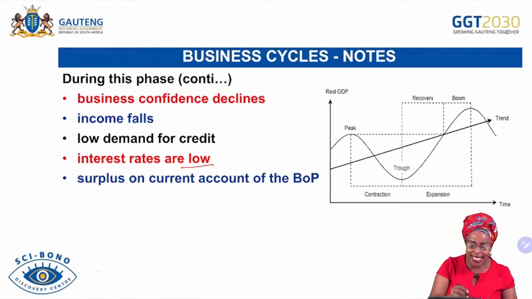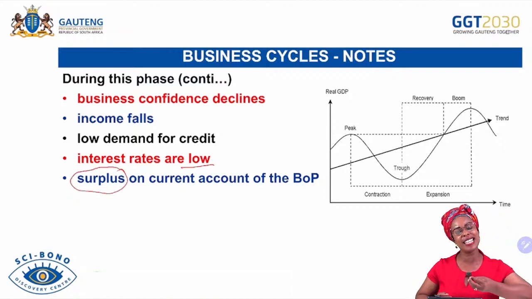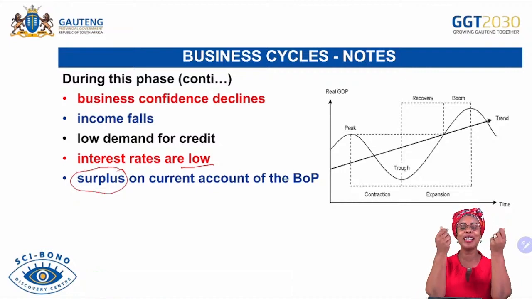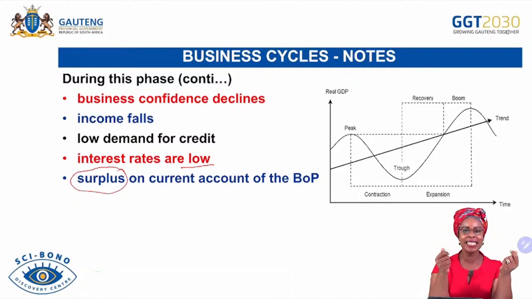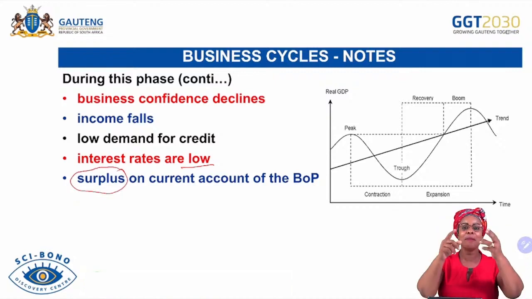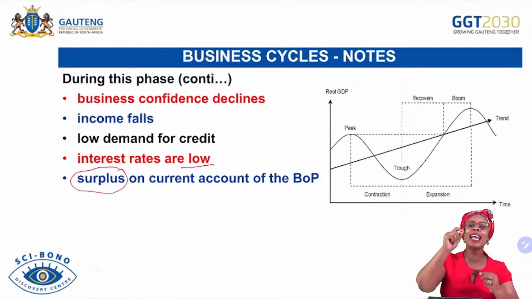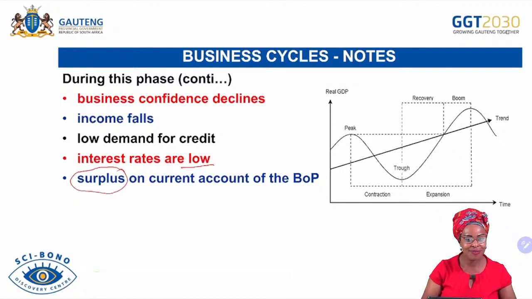Then there will be a surplus. Remember during the expansion phase, I mentioned that there will be a deficit on the BOP. But during the contraction or downswing phase, there will be a surplus. How come? It is because we don't have money. So we are unemployed. Businesses, we're not making profit. So as a result, we will import less and export more. Because our imports are less, there will be a surplus on the BOP.